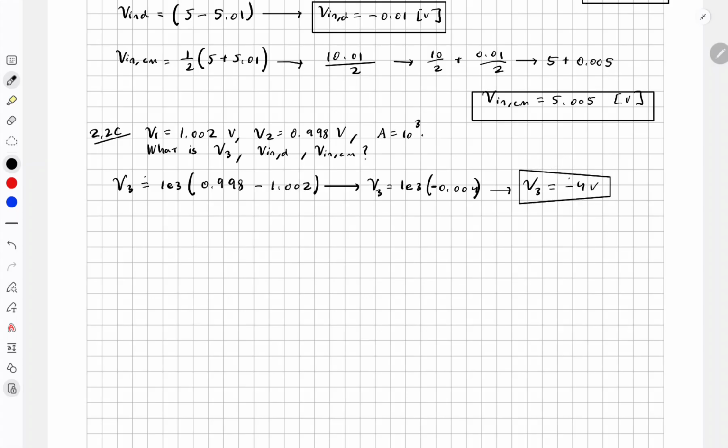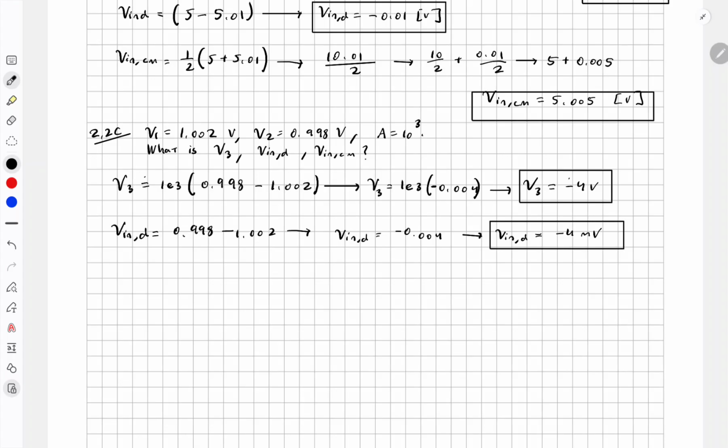Okay, and V in D is equal to just the difference, V2 minus V1. So V2 is 0.998 and V1 is 1.002. We just solved that just now. It was negative 0.004. So we can say the differential input is equal to negative 4 millivolts.